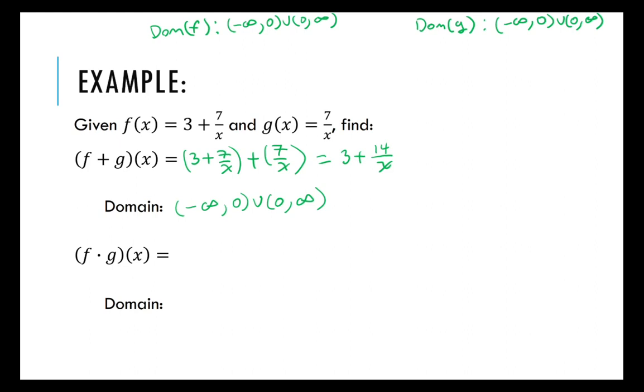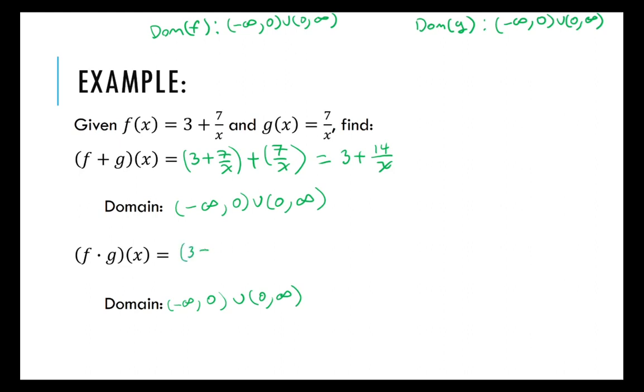And if you want, now that we have the plus, we know that that domain is going to be the same for plus, minus, and product. So I'm actually going to rewrite that domain knowing that it's exactly the same. The domain is from negative infinity to 0, union, 0 to infinity. And if I want to find f times g, well, we just write that out.